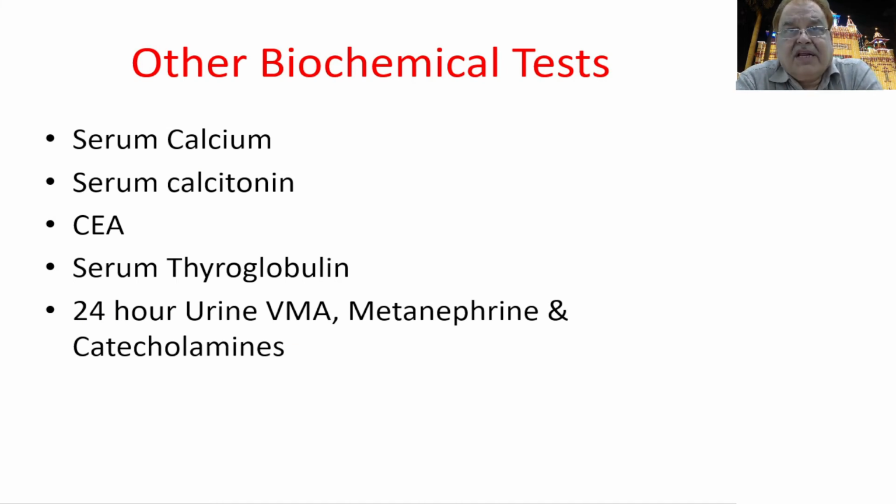Other biochemical tests can be carried out, like serum calcium, and serum calcitonin may be carried out, or the CEA, especially if you are suspecting malignancy. Thyroglobulin is useful for follow-up of a patient who has a well-differentiated carcinoma. And if you think that this is a part of multiple endocrine neoplasia, then you can go for urinary vanillylmandelic acid, metanephrine, and catecholamines to rule out other pathologies which may be there in a syndrome.